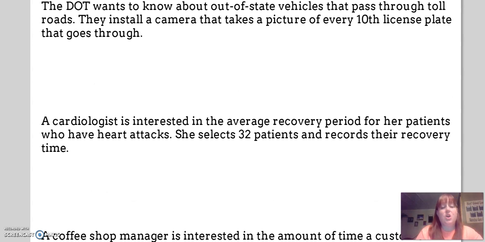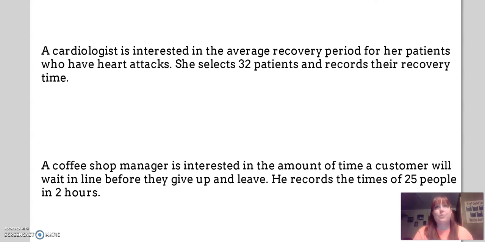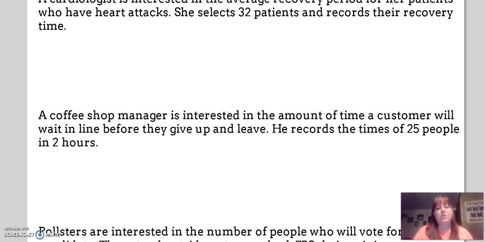The next one, the cardiologist example, would be recovery times for patients. That would be the variable because it's what we collect data on and it's what we expect to change. The coffee shop manager, the variable for that one would be the amount of time someone waited because that's going to change with each person, and it's what we're collecting data on.